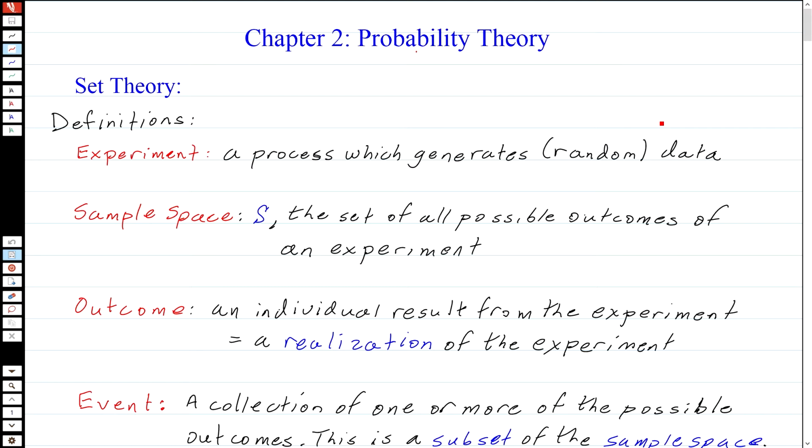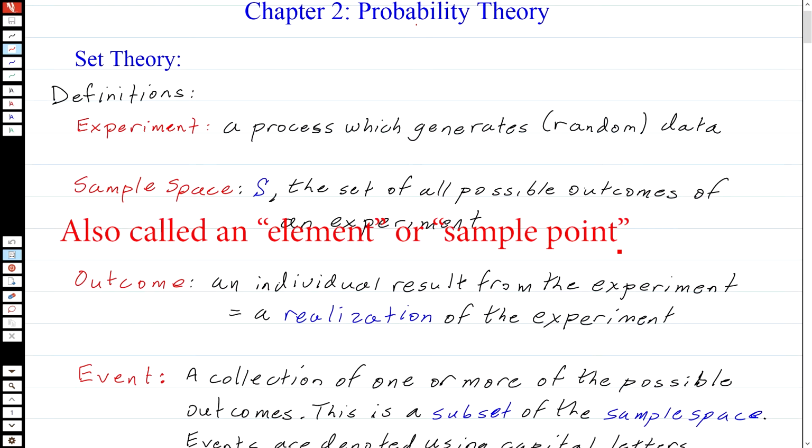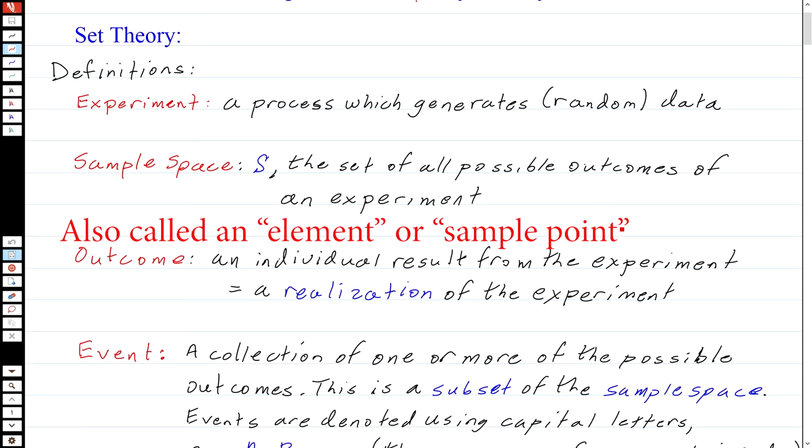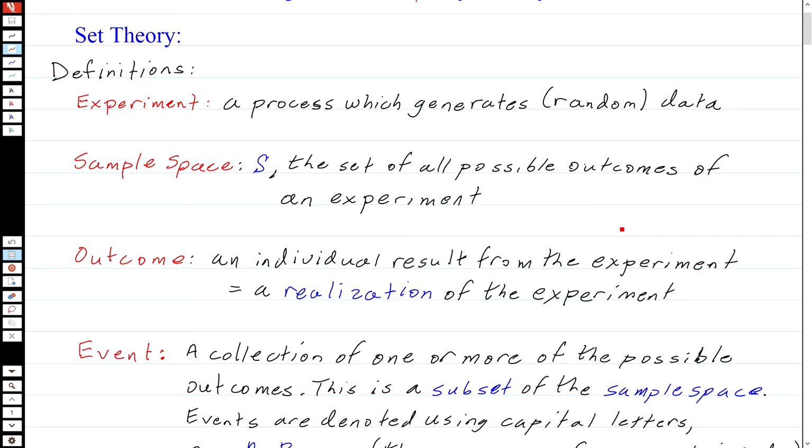We're going to define a sample space. We're going to use capital S to denote that. It is an event. It's a set of all possible outcomes of an experiment. So the wind speed is all possible numbers between 0 and potentially infinity. An outcome is an individual result from the experiment, and basically an outcome is a realization of the experiment. So if I go outside and measure the wind speed right now and it's 22.6 kilometers per hour, that is a realization of this random process of wind speeds.